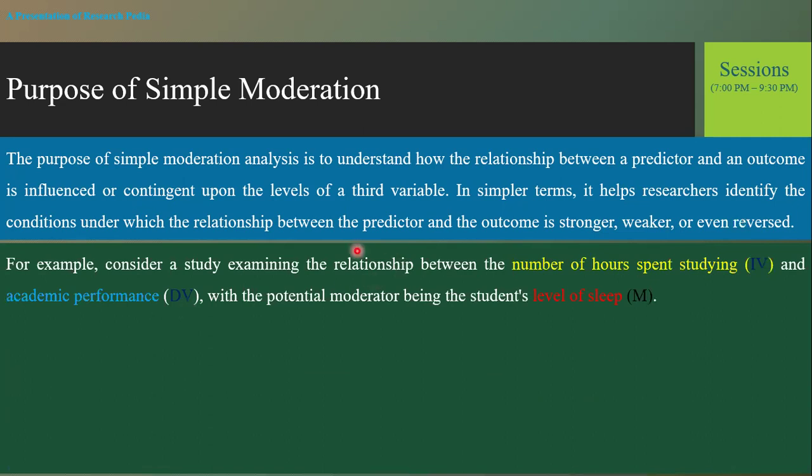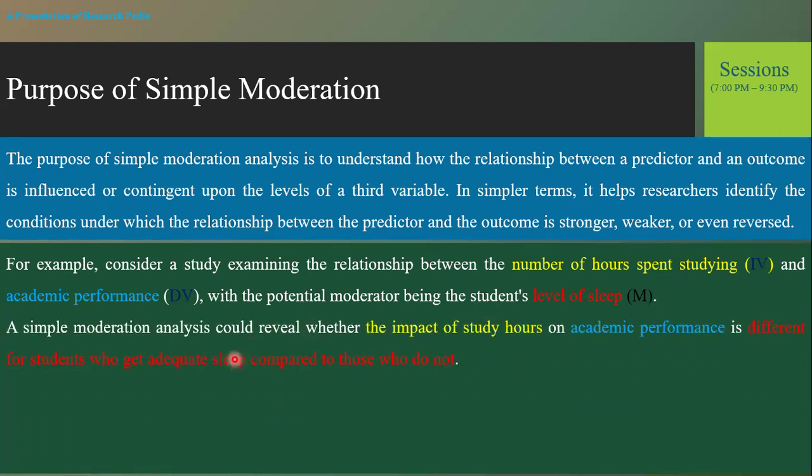So previously you were measuring the impact of your independent variable, which is the number of hours spent studying, on your dependent variable, which is academic performance. And you basically want to moderate this relationship with the level of sleep. There is a lot of research that if a person is having a good sleep, or at least 8 hours of sleep, he may perform very well in exams in terms of study.